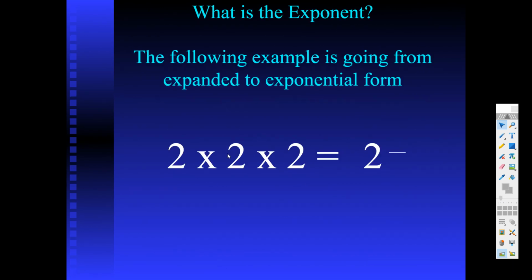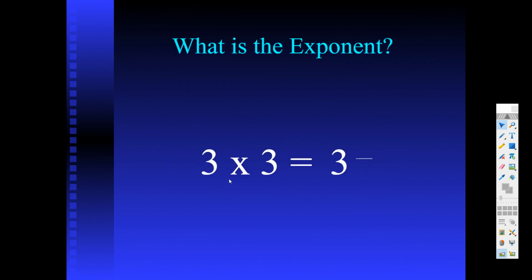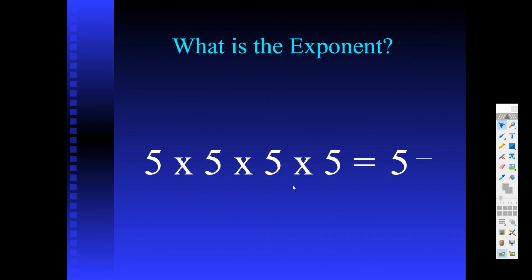Now when you have it in expanded form, we can put it in exponential form. So 2 times 2 times 2 would mean 2 to the 3rd power, because it was multiplied to itself 1, 2, 3 times. This was 3 times 3, 3 to the 2nd power, because it was multiplied to itself 2 times, 1, 2, or 3 squared. This would be 5 times 5 times 5 times 5, so it would be 5, because that's what's being multiplied, that base number, to the 4th power, 1, 2, 3, 4.